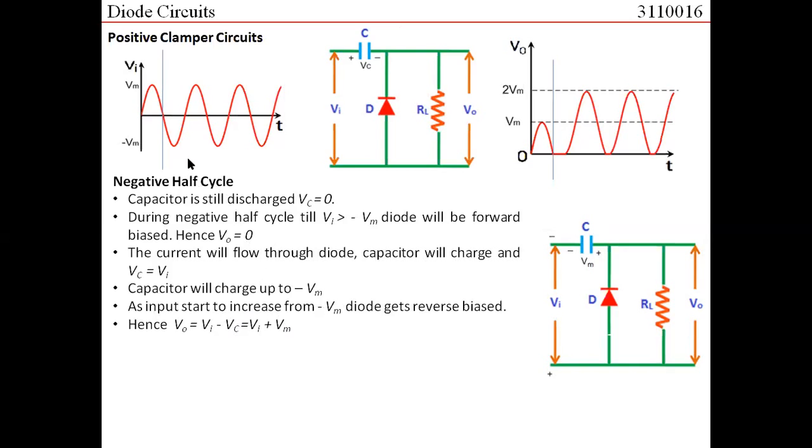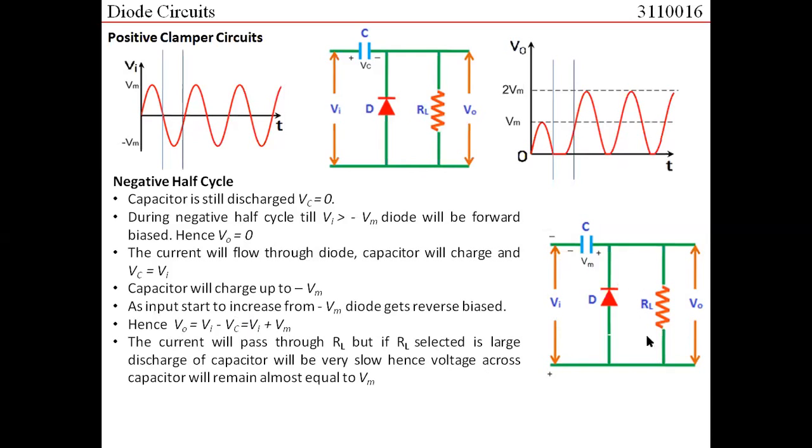So what does this mean? This means that at the end of the negative half cycle, when the input voltage becomes equal to zero, the output voltage would become equal to Vm. So if we consider this negative half cycle, for the first half of it the output voltage would be zero because the diode is in forward bias and the capacitor would charge, and after that the output voltage is equal to input voltage plus Vm.